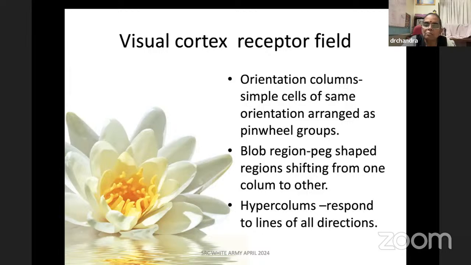And what is this blob region? They are peg-shaped regions shifting from one column to another. So these are dynamic areas which shift from one column to other. And hypercolumns respond to lines in all directions. So simple cells, uniplanar representation. Blob is shifting from one plane to another, whereas hypercolumn is multiplanar.